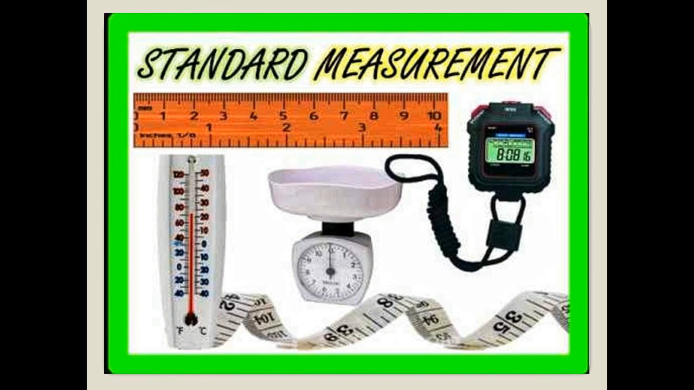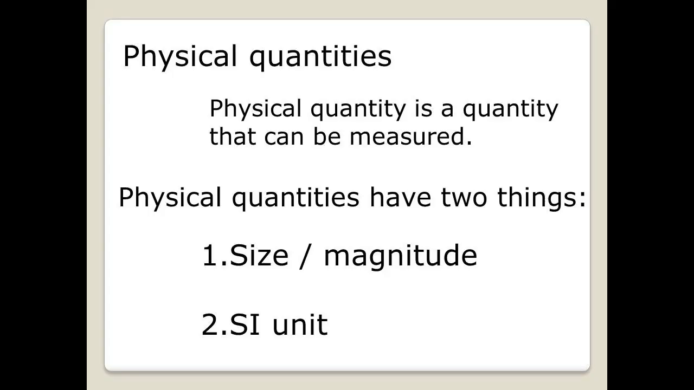Measurement is about assigning a number to a characteristic of an object or event which can be compared with other objects or events. It is defined as the determination of size or magnitude of a quantity. In this lesson, we will learn about units of measurement and the characteristics of measuring instruments.